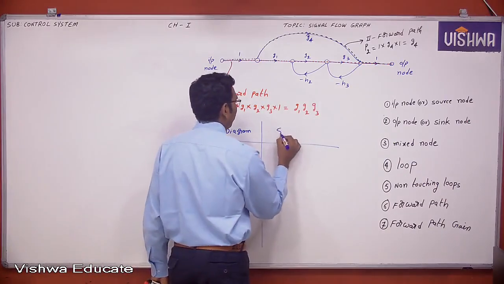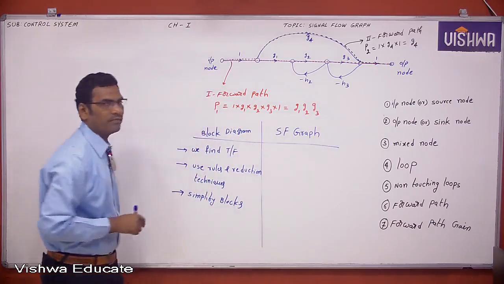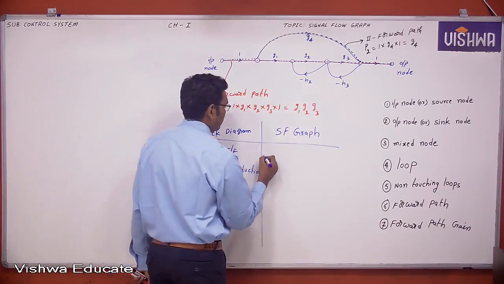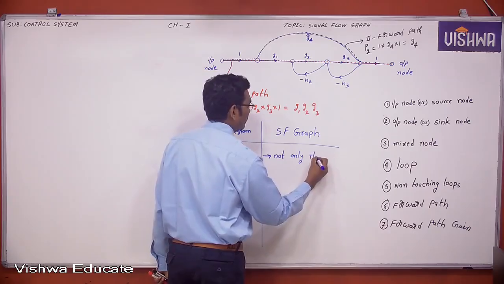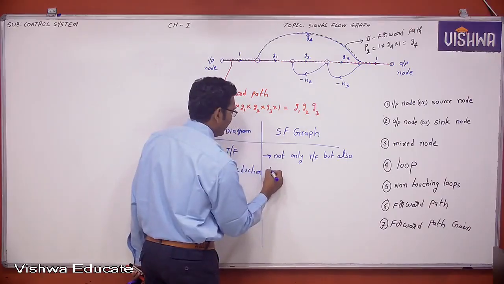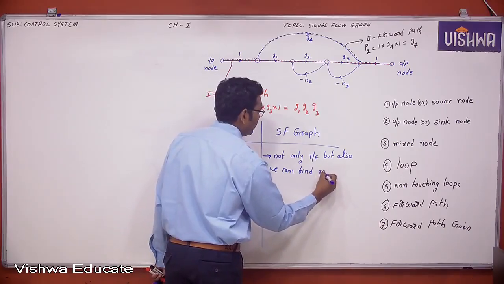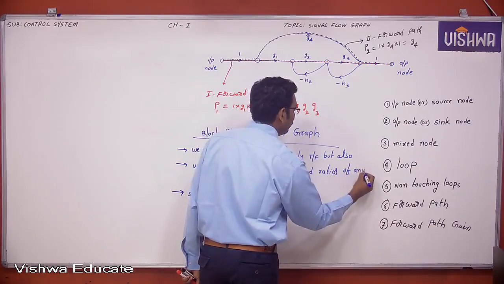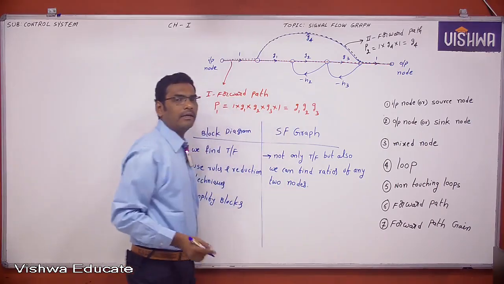So what is the signal flow graph? In signal flow graph, you can find the transfer function, and not only the transfer function, but also we can find the ratios of any two nodes. You can find the ratios of any two nodes.